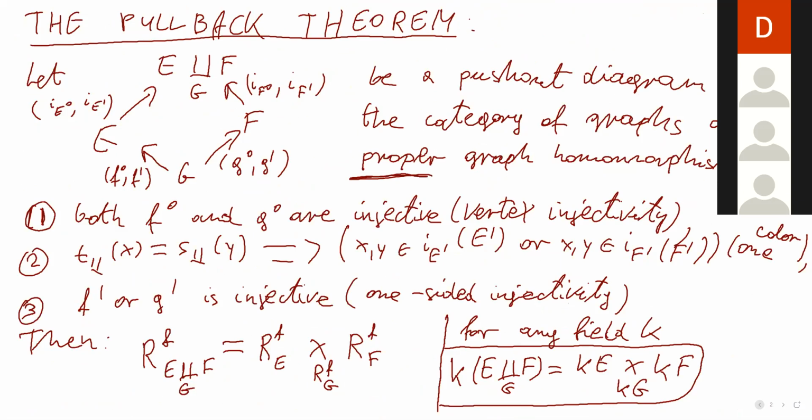So we are in the category of course, proper graph homomorphisms, otherwise forget it, the functor doesn't apply. But then we need these extra assumptions: the one color condition, vertex injectivity, and this one-sided injectivity. Under these assumptions, which are still more relaxed than an assumption of having the union graph, we have a pullback theorem. So from the push out of graphs, we obtain the pullback of path algebras. And this is the most essential take-home message from the whole lecture.